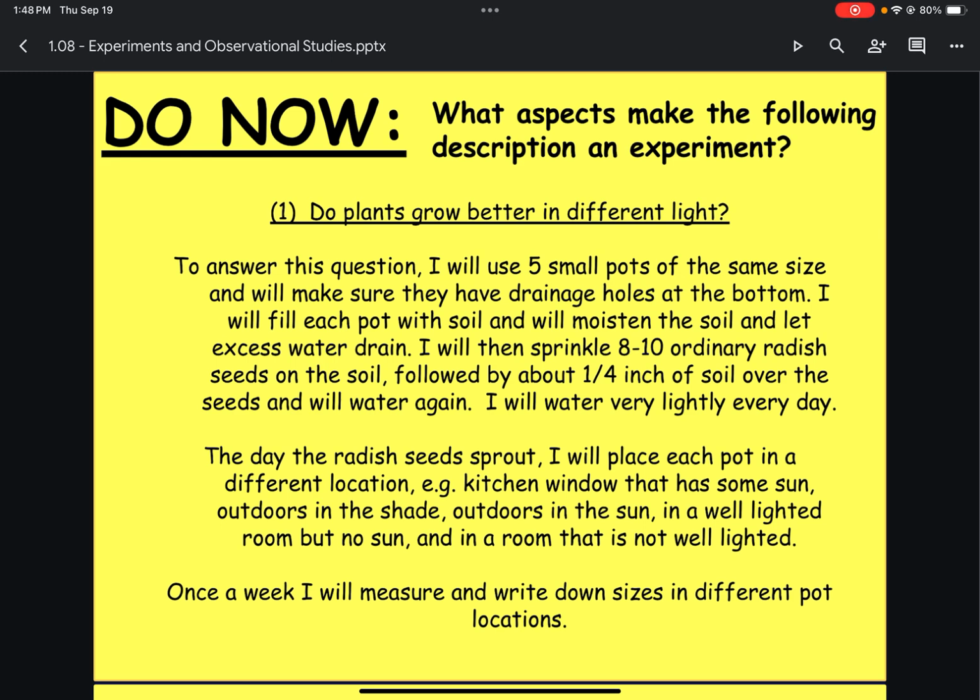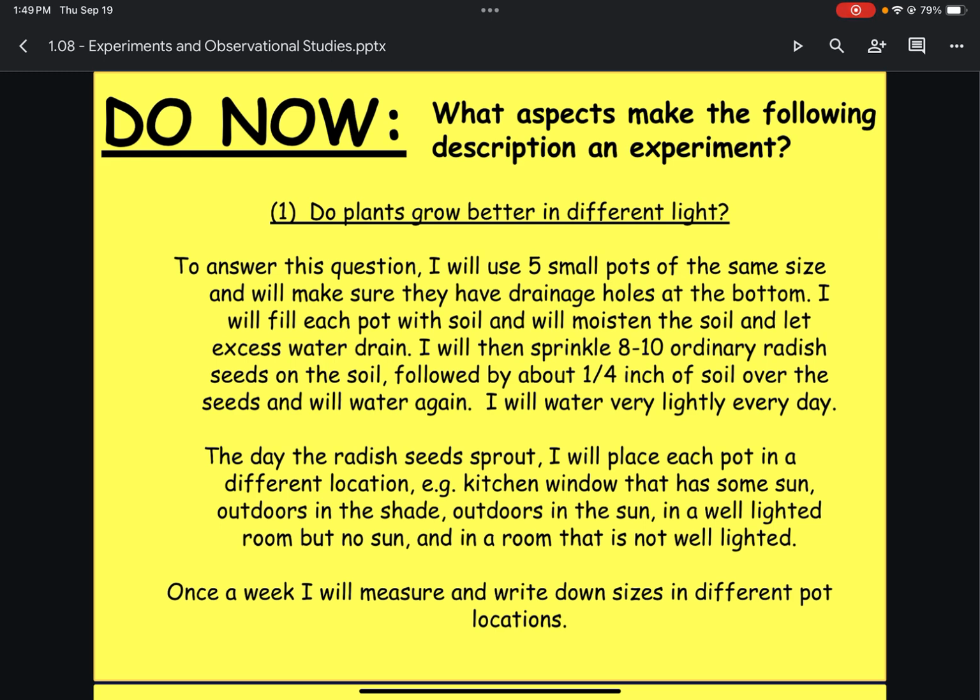When you're taking a look here, when we're saying to ourselves, what makes this an experiment? Some of you might say, well, it's a control group. Or you might say, well, we're putting them in different locations. And it's all of these pieces together.